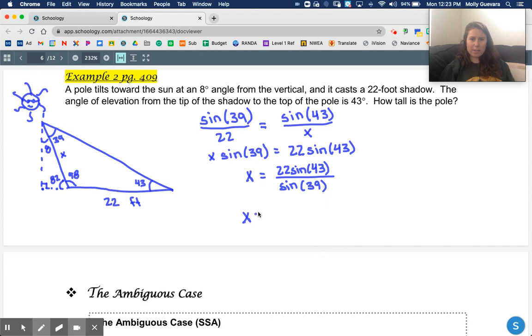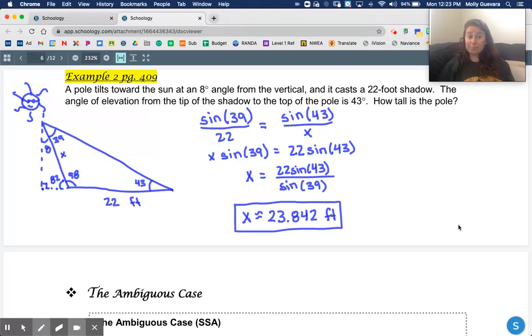Plug that into my calculator, making sure my calculator is on degrees and not radians, and I get x is about 23.842 feet long. So the pole is about 23, almost 24 feet long. And that's it. Hopefully, again, that makes sense. Nice little review of using the law of sines.